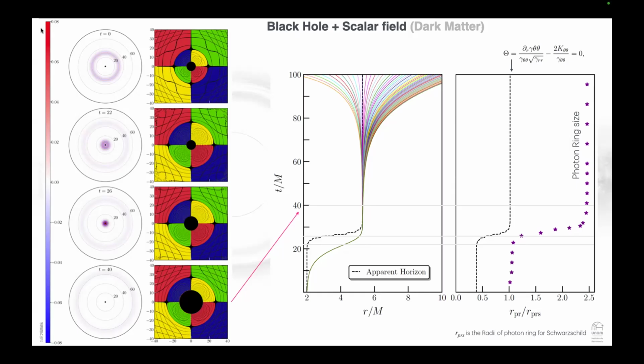So here we can see the track of the apparent horizon. We see that the apparent horizon is growing when the mode of the wave packet is arriving at the black hole and is accreted. And then after that, we have a steady state region.